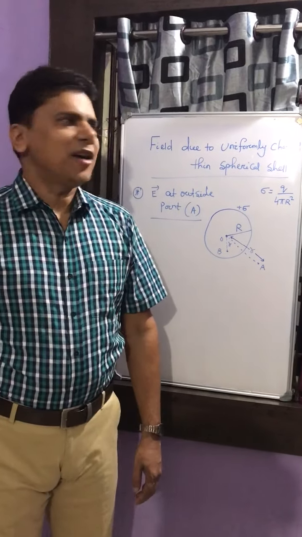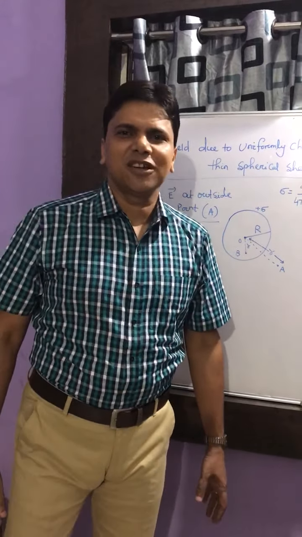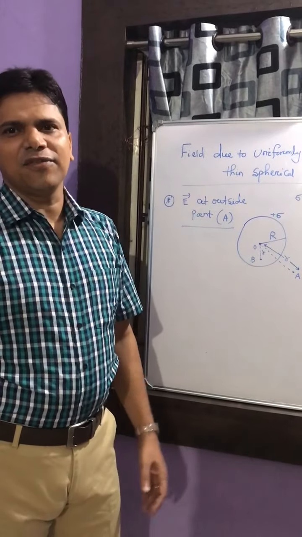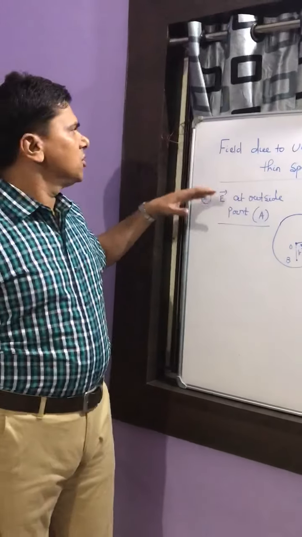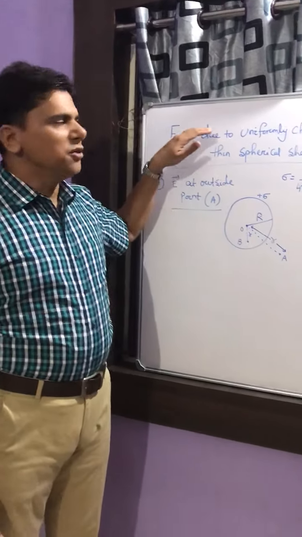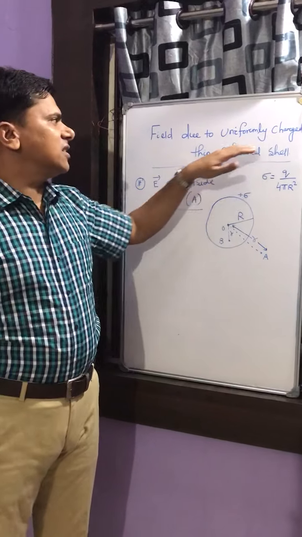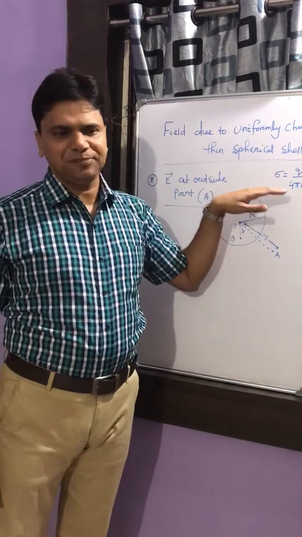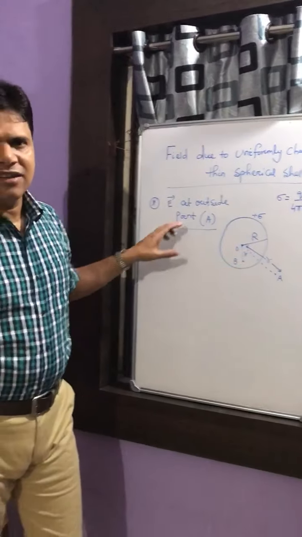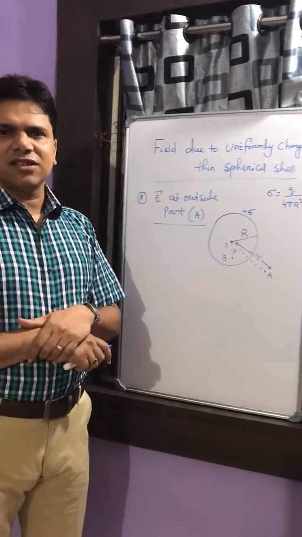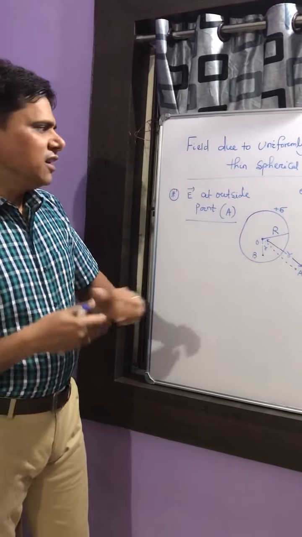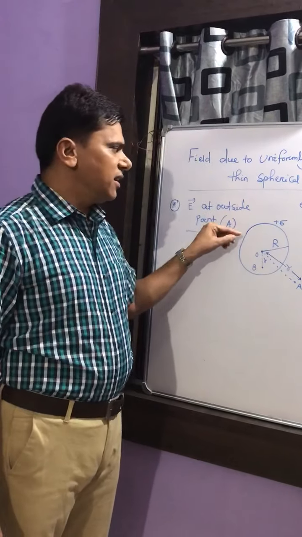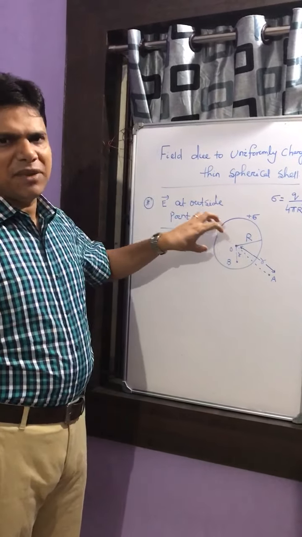Friends, now we will discuss another application of Gauss law. We will find out the electric field due to a uniformly charged thin spherical cell. We are given a thin spherical cell. Thin spherical cell means just imagine a football. That will be a thin spherical cell if its surface is thin and inside it is vacuum.